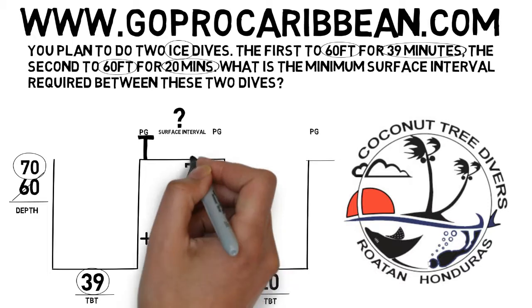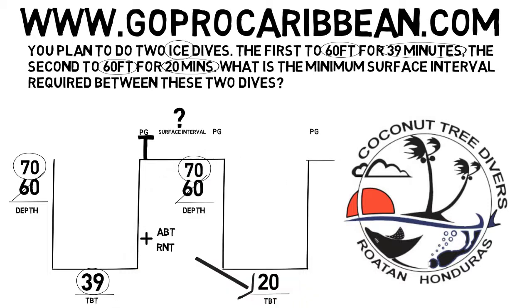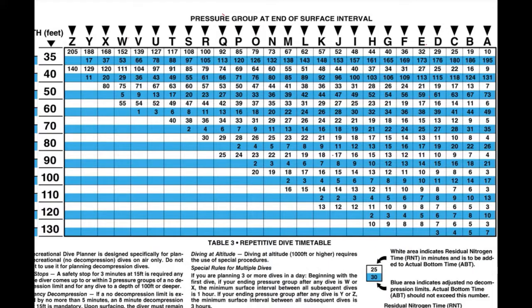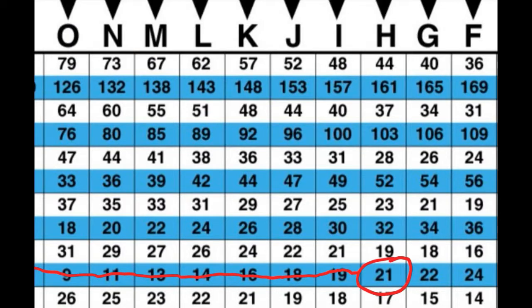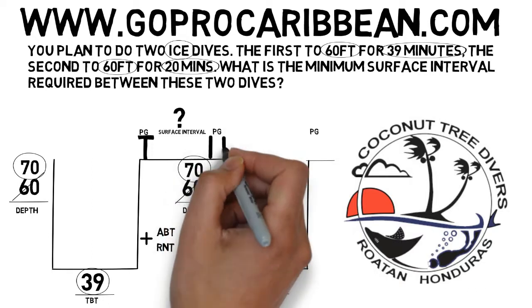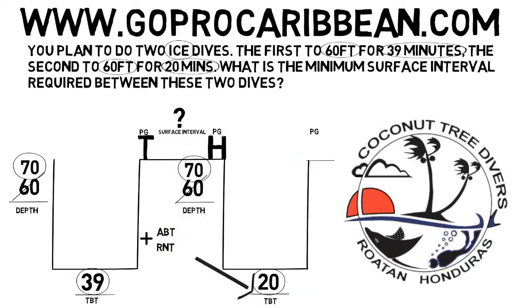The next 2 bits of information we have are the depth and time of the second dive, 70 feet for 20 minutes. So using side 2 of the table, we're going to look at the 70 foot row and scroll along until we find something that is 20 minutes or just greater than that. We're jumping from 19 to 21, so 21 is the number we're going to pick, and that puts us in pressure group H as our required pressure group to be able to do this dive. So now we know that we need to be in pressure group H at the start of our second dive.